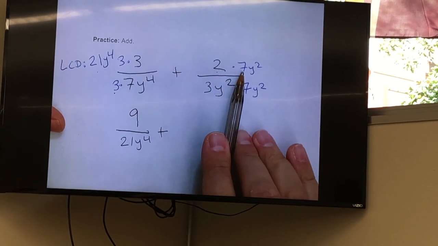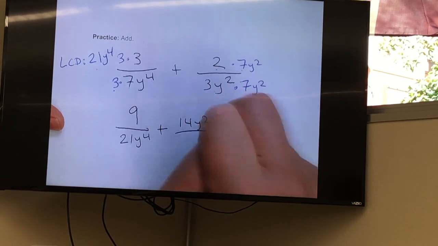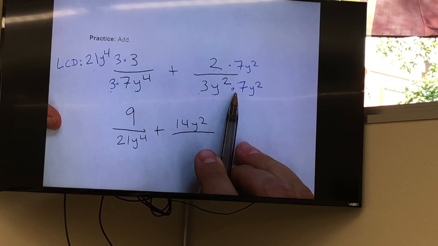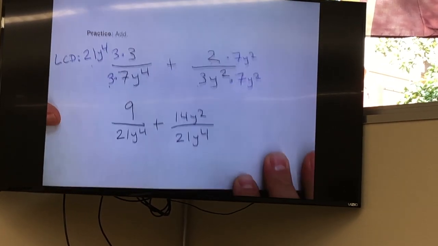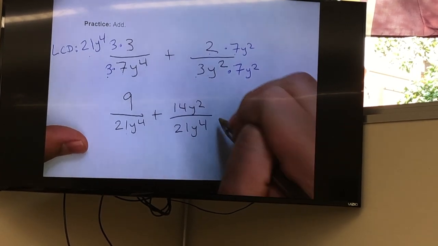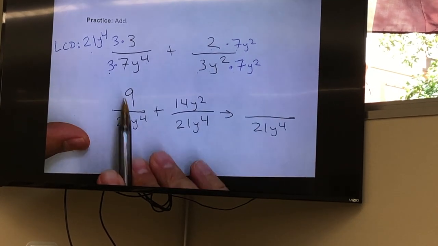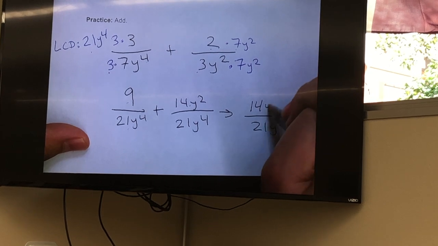Our 2 times 7y squared will give us a 14y squared. And our 3y squared times 7y squared gives us our LCD. Okay? Now that we have our common denominator, we're going to go ahead and add across. These are not like terms, but we will put it in standard form.